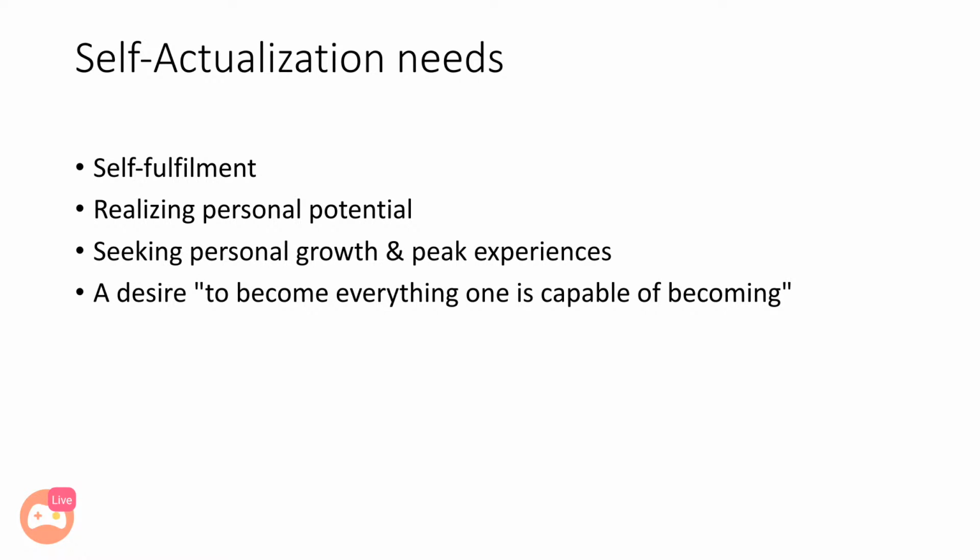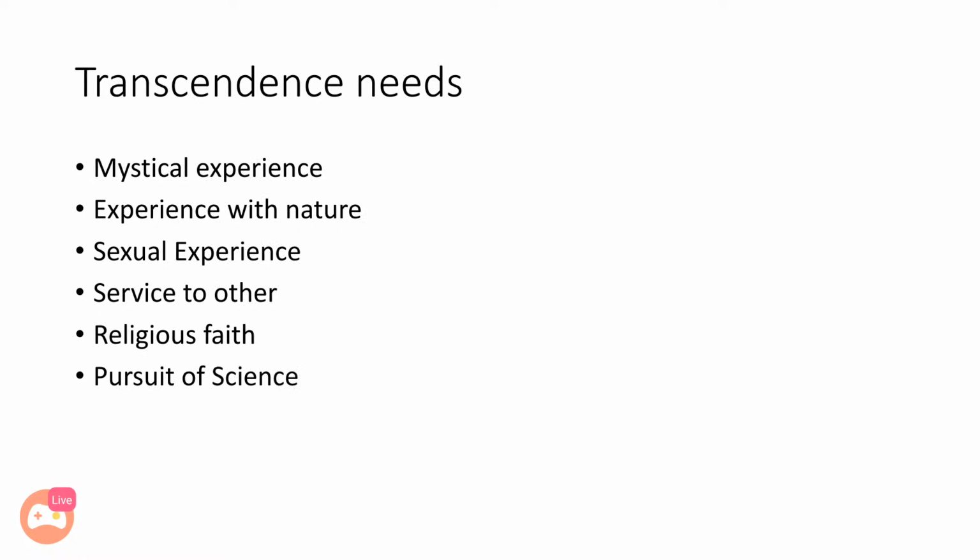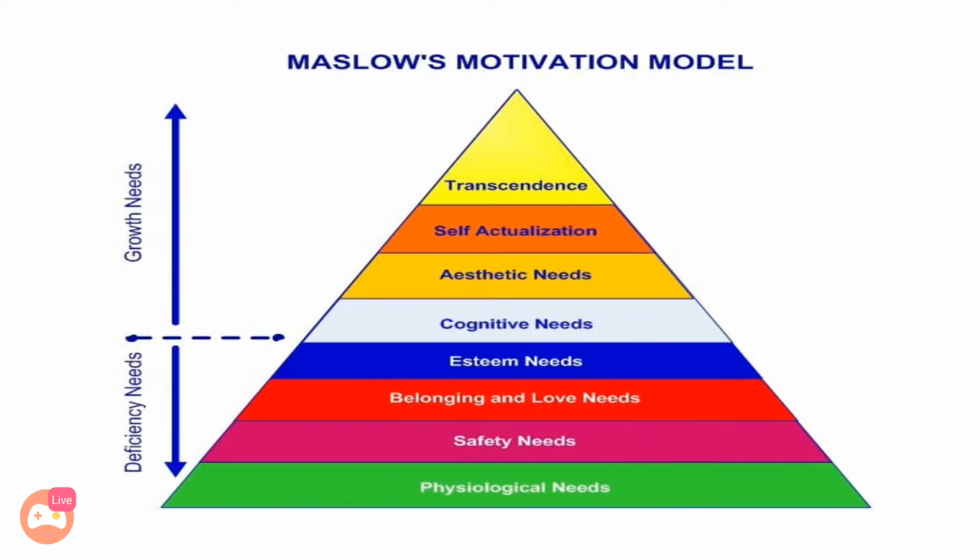This is when we have realized that we have reached the zenith of our career, of our desire, and then we start to become mystical. We try to get spiritual. So we have achieved everything in our materialistic life, and now we start to desire to achieve in the spiritual world. So these are transcendence needs, and this is how the hierarchy goes.